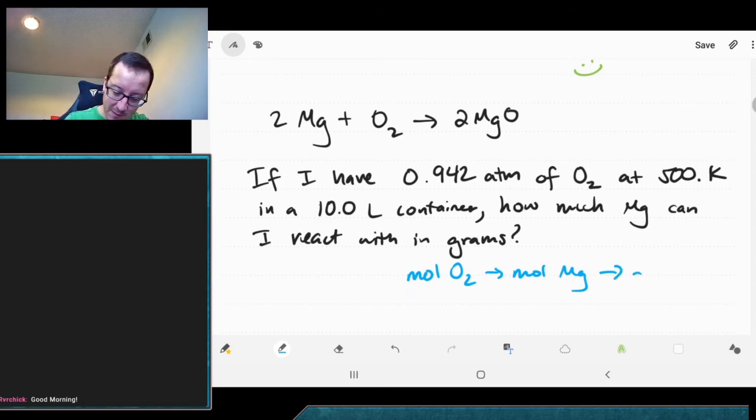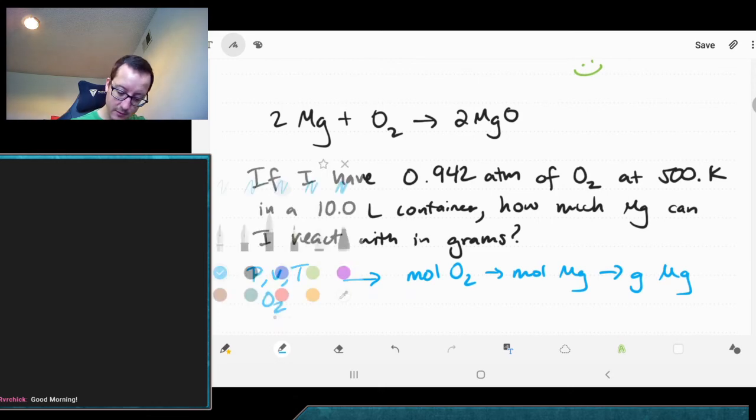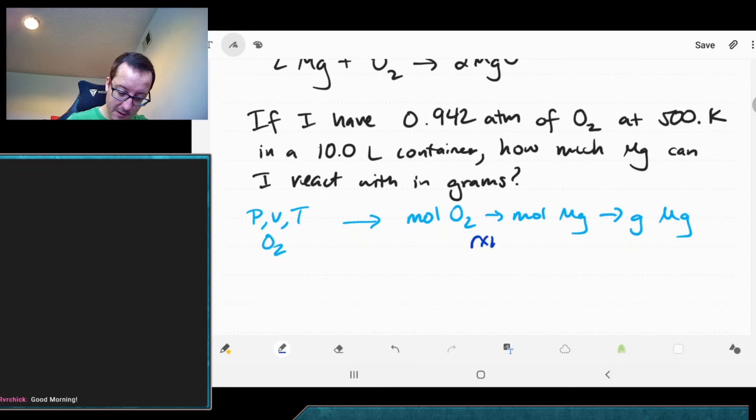If I want grams of magnesium at the end, we can go directly there. And if we wanted to figure out moles of oxygen, well, we know we have our gas quantities here. And so, of course, in the middle are reaction coefficients. The last one, we need the molar mass, because we're going from grams to moles.